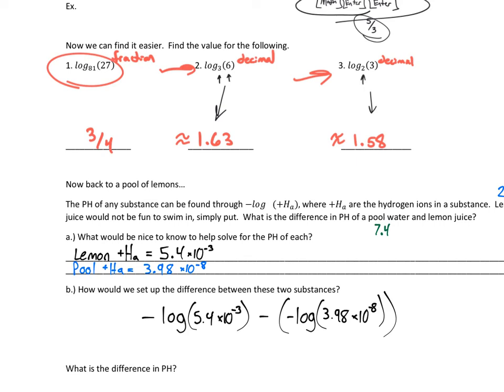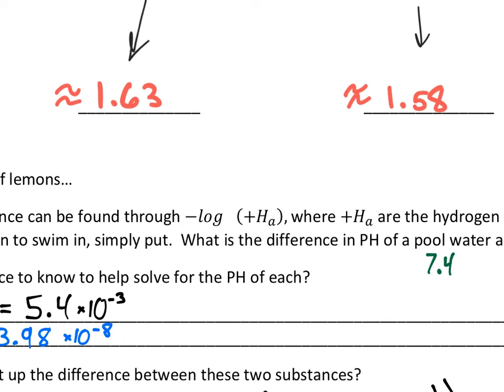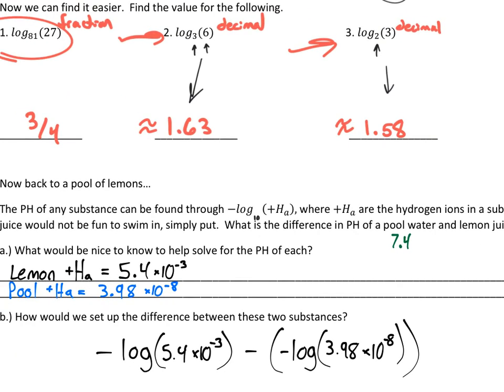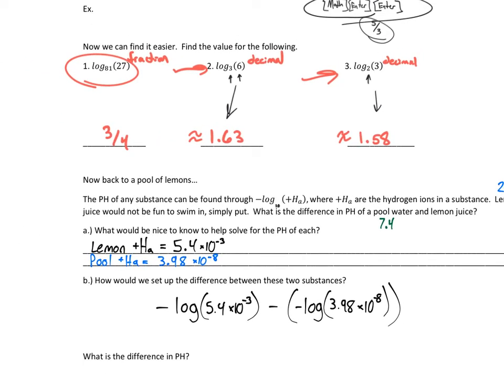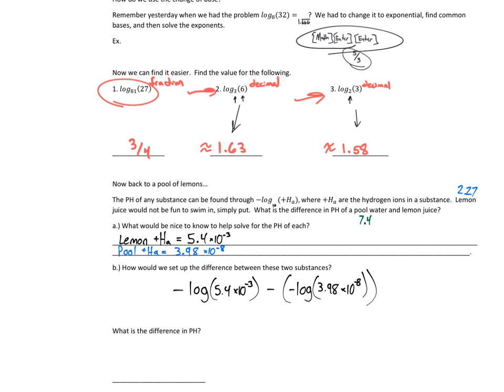So now let's go back to the pool of lemons. The pH of any substance can be found through this equation, which is negative log base 10 of the positive hydrogen ions, where the positive hydrogen ions are the hydrogen ions in a substance. That's all science stuff. I maybe at one point understood it, but I don't remember it now. I did look up, though, that lemons have an acidity of 2.27, which is very high.